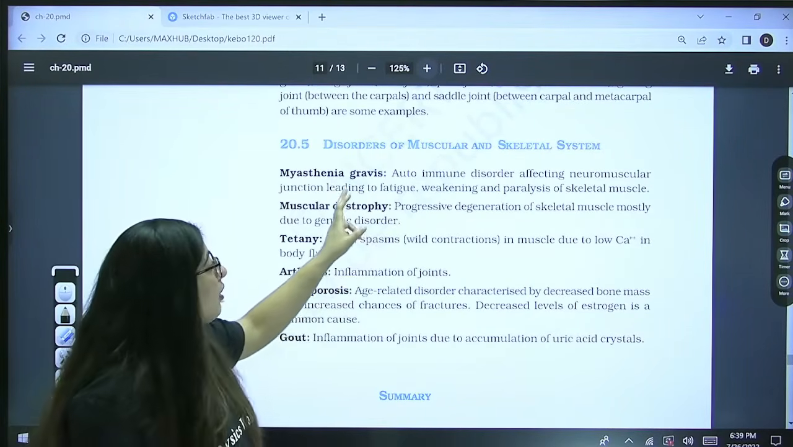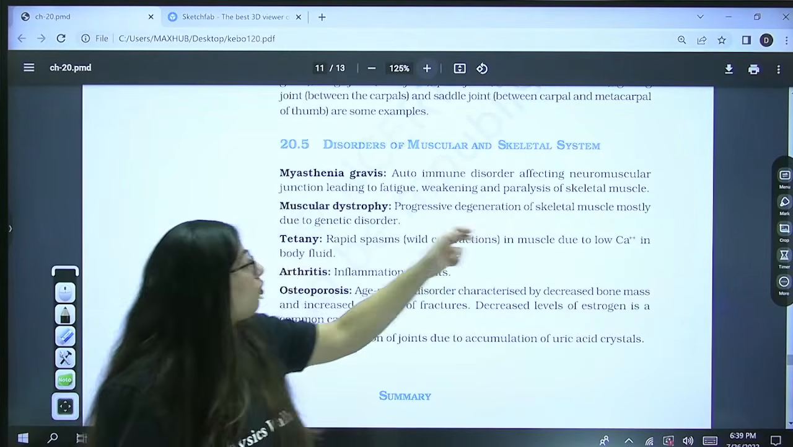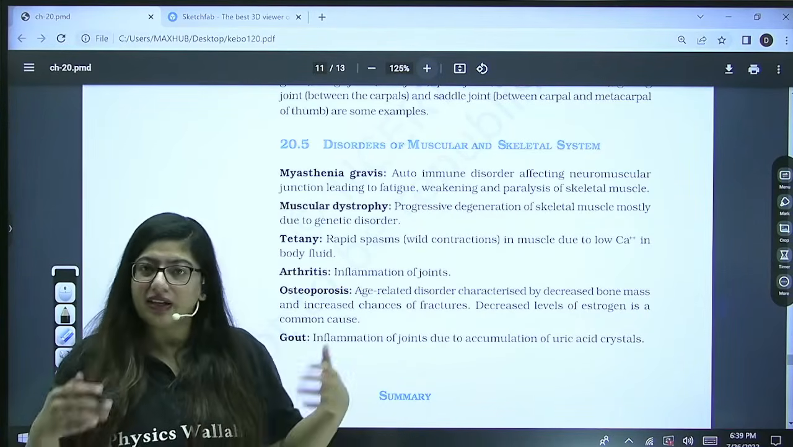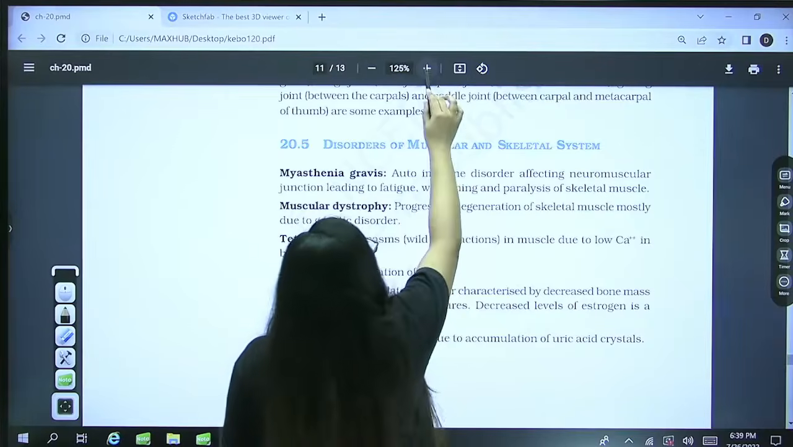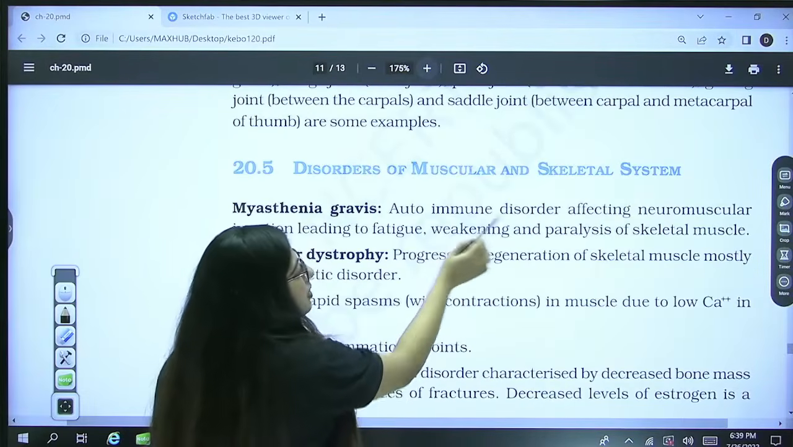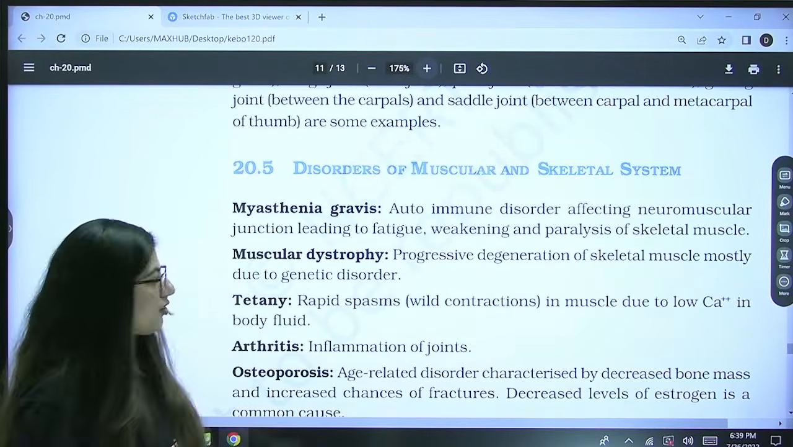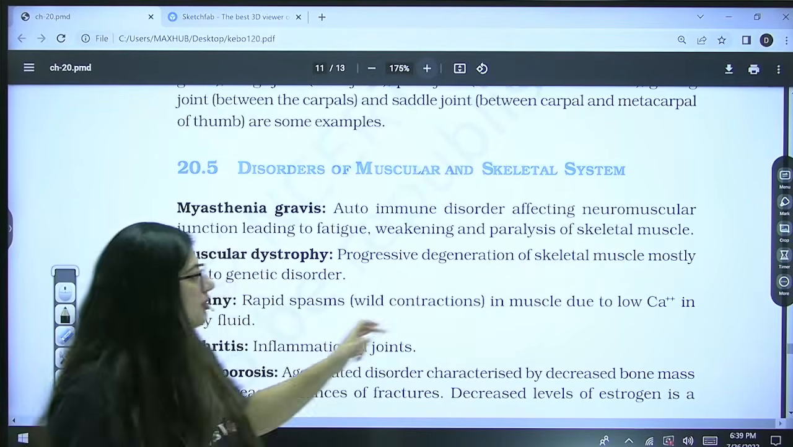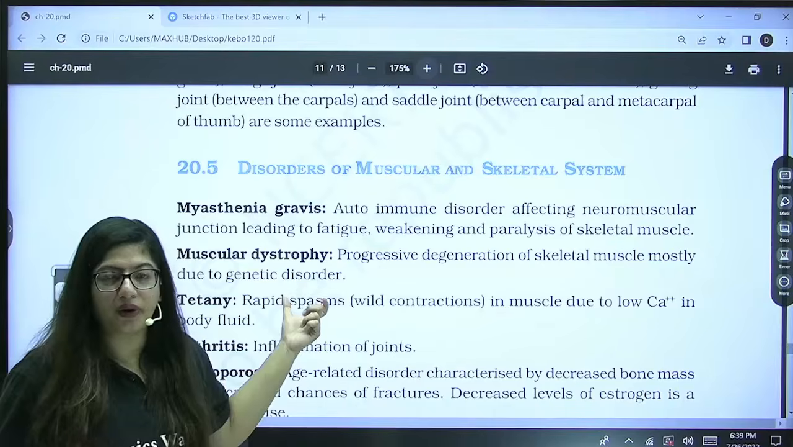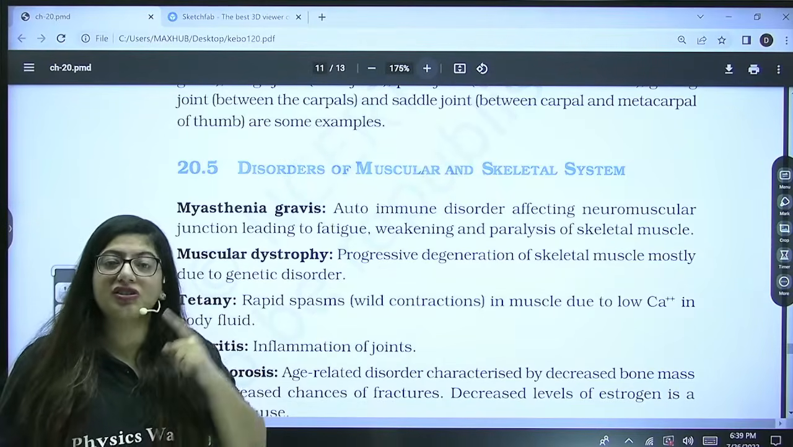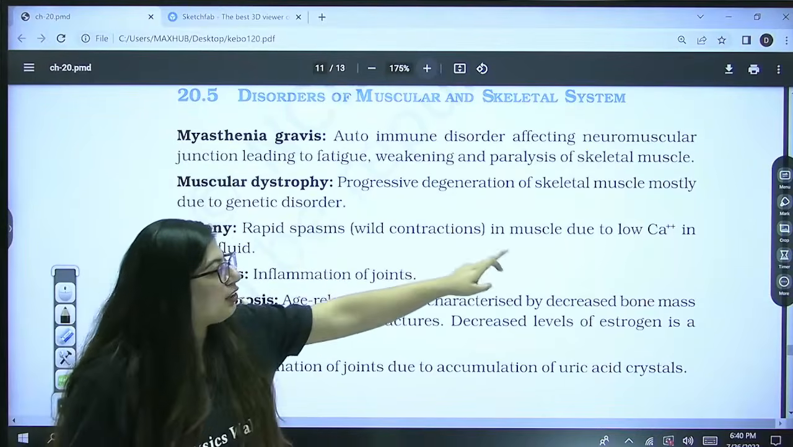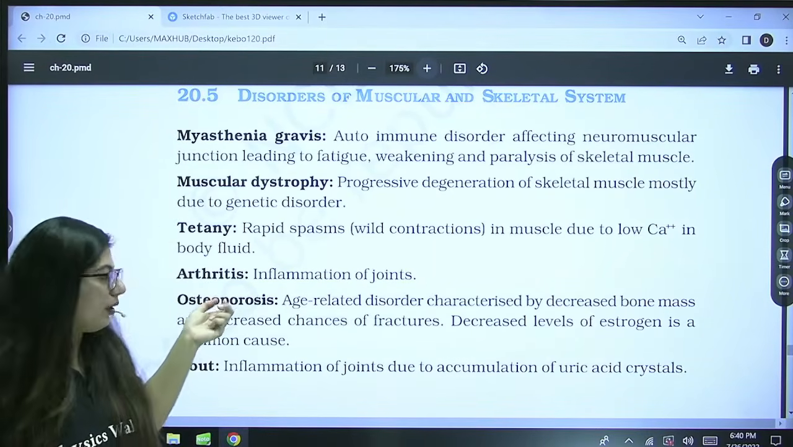Myasthenia gravis, an autoimmune disorder affecting the neuromuscular junction leading to fatigue, weakening and paralysis of skeletal muscle. This is what we have done. The antibodies are formed against the ACh receptor, and that's a part of the neuromuscular junction. Muscular dystrophy, progressive degeneration of skeletal muscle, mostly because it's a genetic disorder. What genes are affected? The genes of dystrophin protein. Tetany, rapid spasm in muscle due to low calcium ion in body fluid.